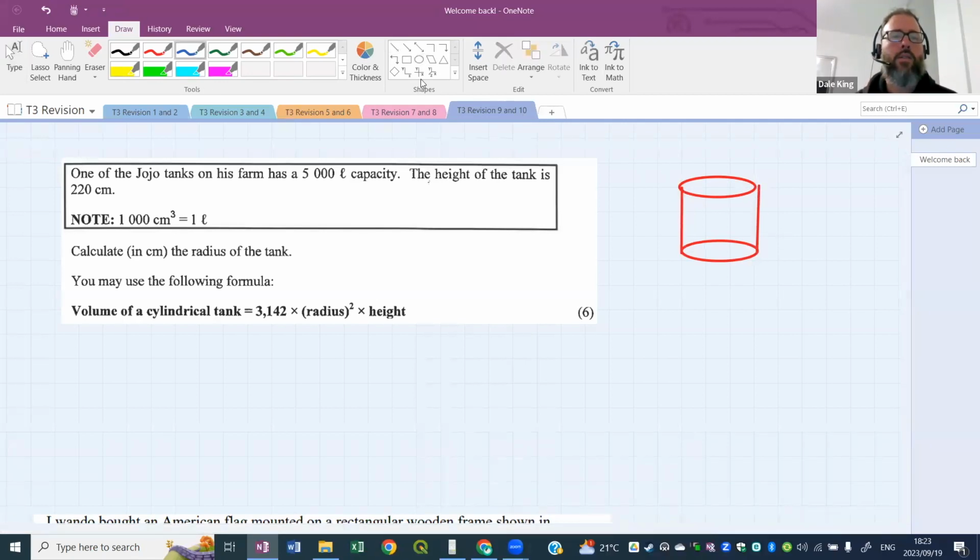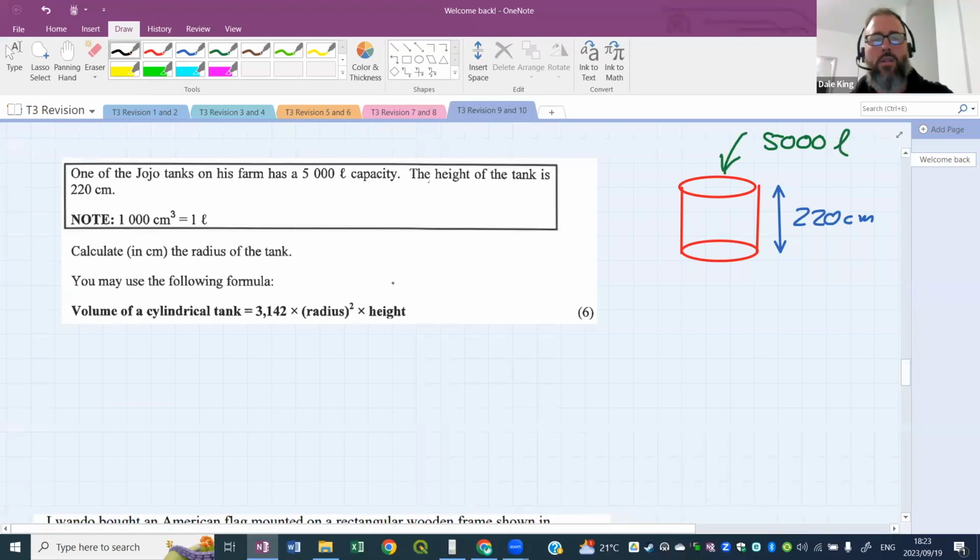They say that the height of the tank is 220 centimeters, and its capacity is 5,000 liters. Where on earth do we even start with this? They want to know, what is the radius?